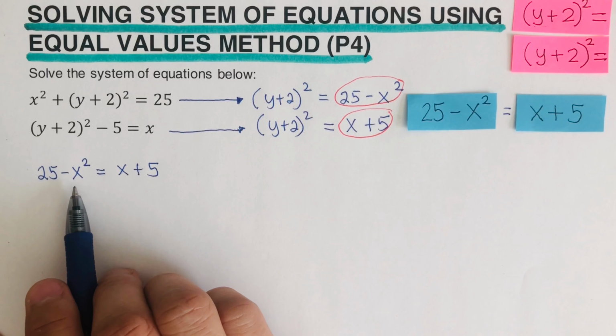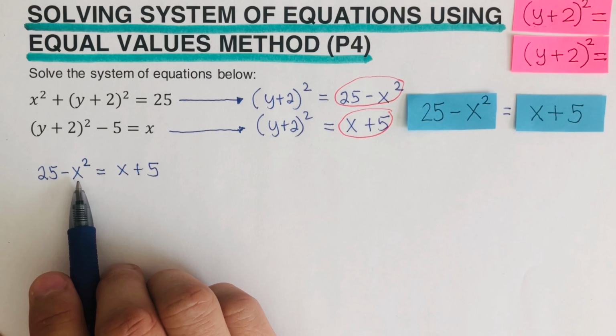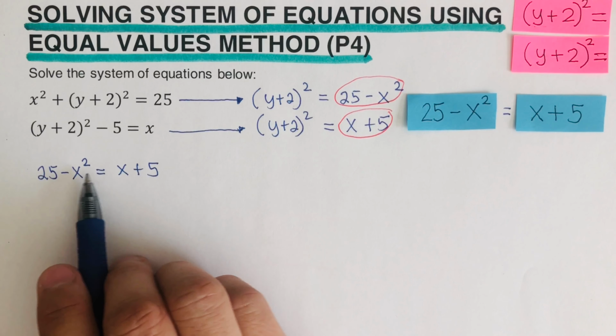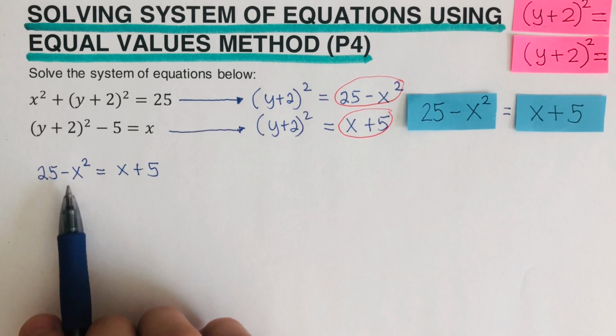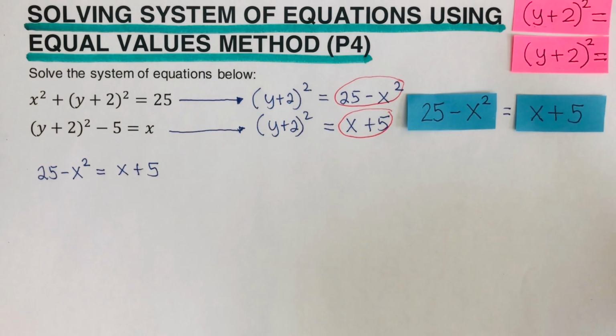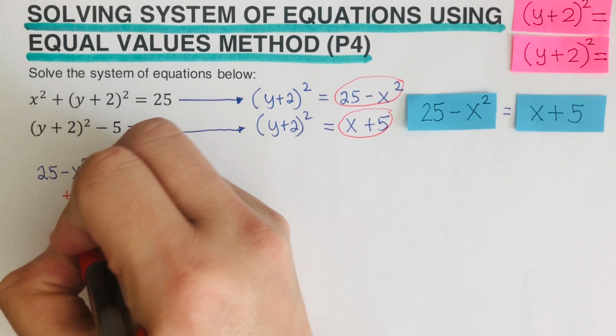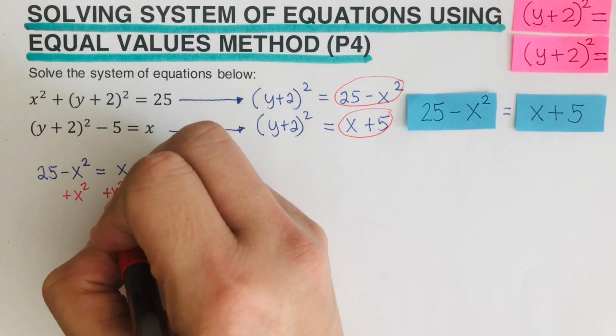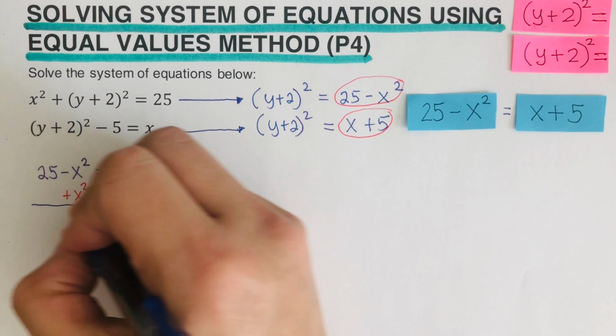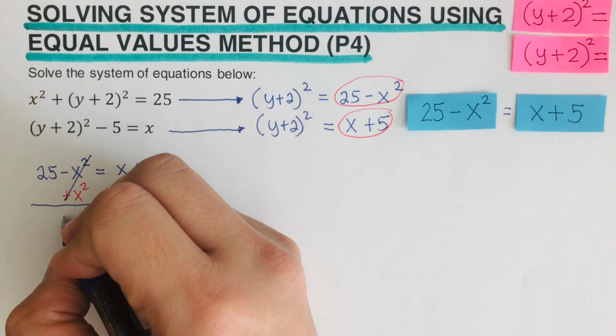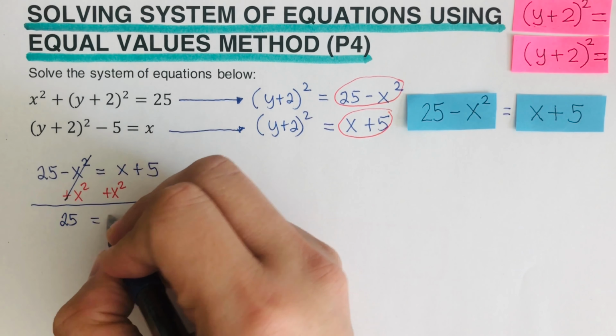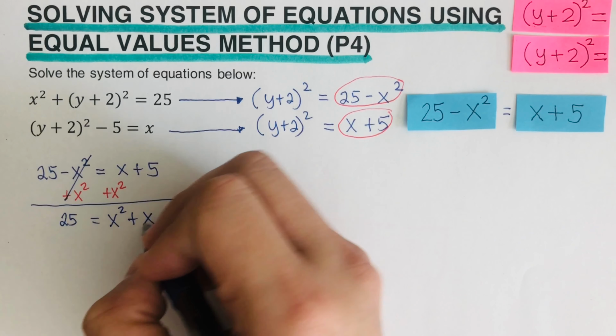Working on this, we want to use the zero product property. So we leave one side equal to 0. Since this is a negative x squared, we want a positive x squared. So we're adding x squared to both sides, plus x squared, then plus x squared. So then we cross this out. We're left with 25 equals x squared plus x plus 5.